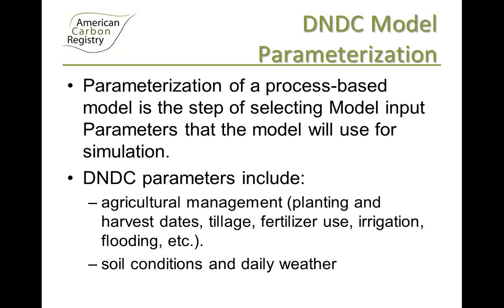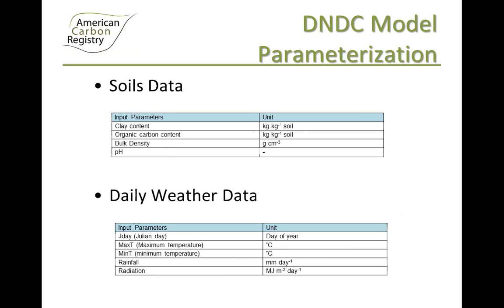Management information includes when you plant the rice, when you harvest it, what type of tillage systems you're using, when you till, fertilizer type, how much you apply, when you apply it, how you flood the fields, and how you drain it, etc. So those are all sort of the parameterization process for agricultural management, and the methodology goes into some details on how to do that, and we provide some template systems for showing how to put those input parameters into DNDC.